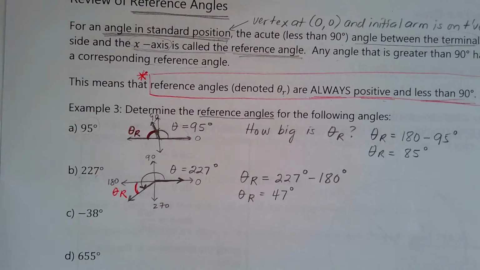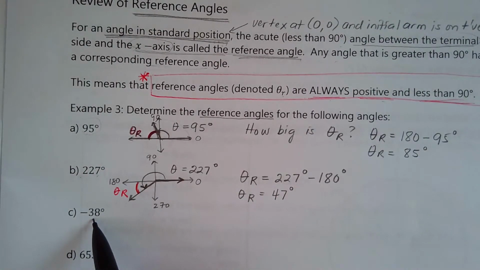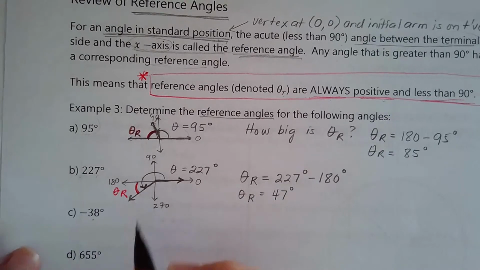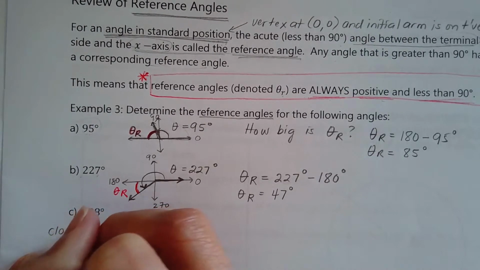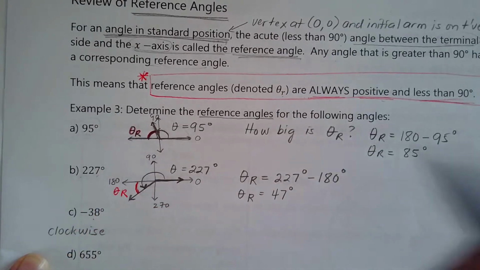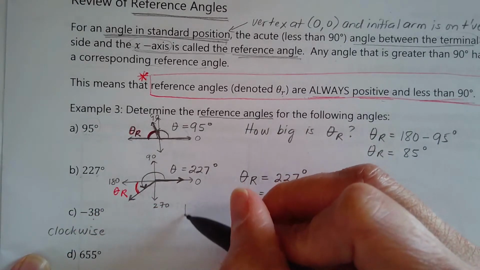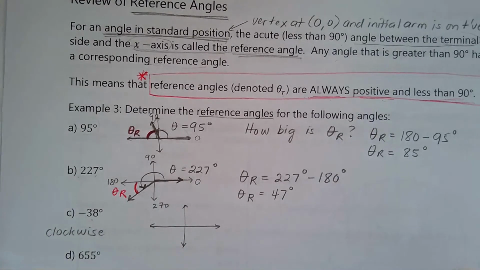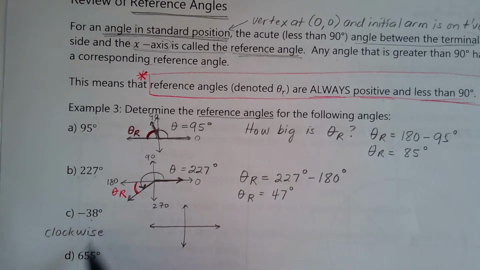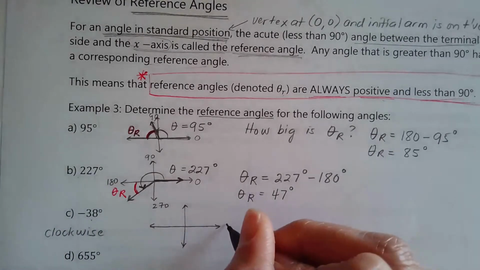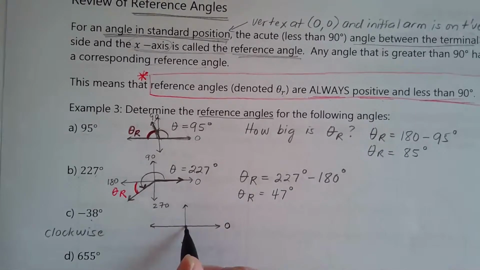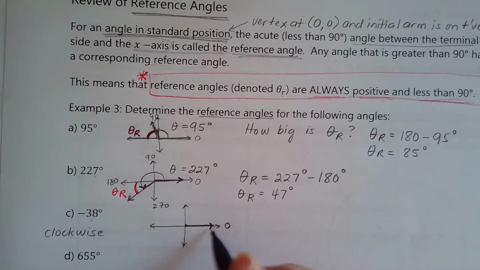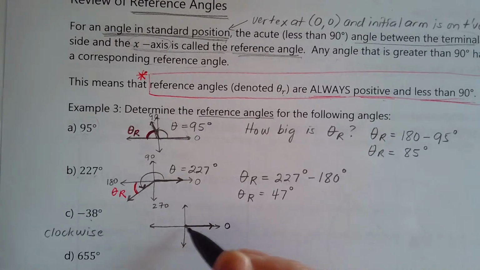This one is a negative angle. So negative angle means we're going to turn clockwise. So we're going to rotate clockwise. We didn't give you a lot of room in here, but that's okay. Because it's negative degrees and we're going to turn clockwise, this is still our initial arm, right? The vertex is at 0, 0, along the positive x-axis.